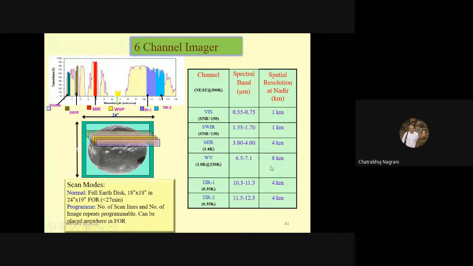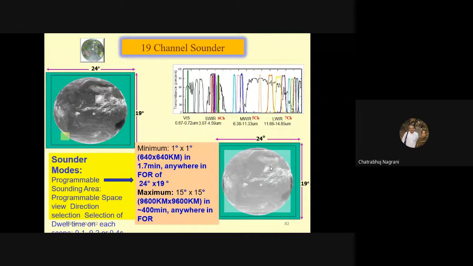Knowing that water vapor and other parameters, you can find out whether you will feel very hot because of humidity, or whether there is a possibility of rain there. All those predictions are done using this data and atmospheric models.